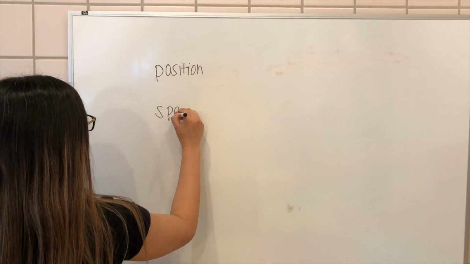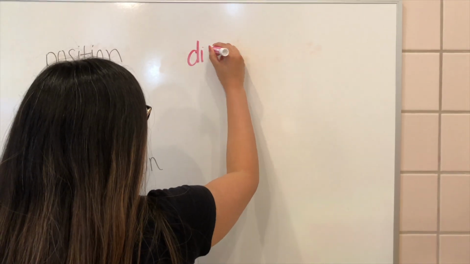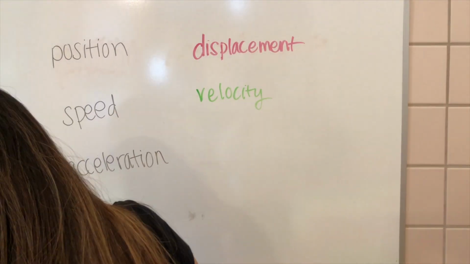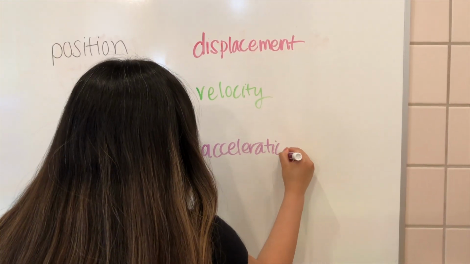We describe motion with three different vectors: displacement, the change in position; velocity, the change in position over time; and acceleration, the change in velocity over time.